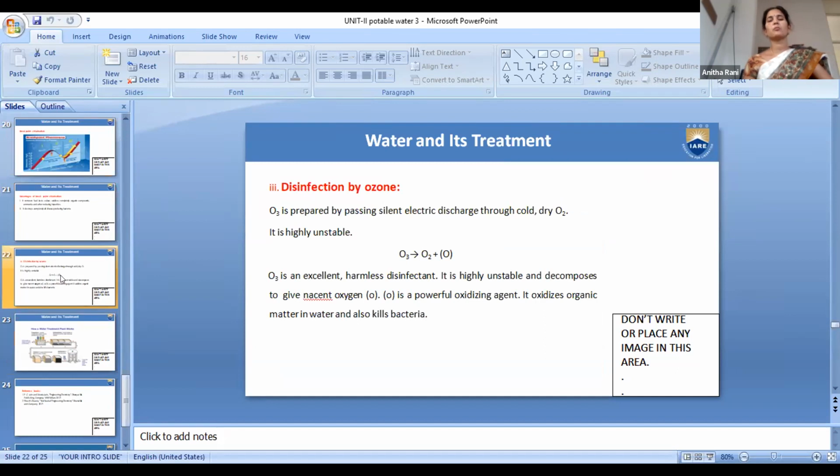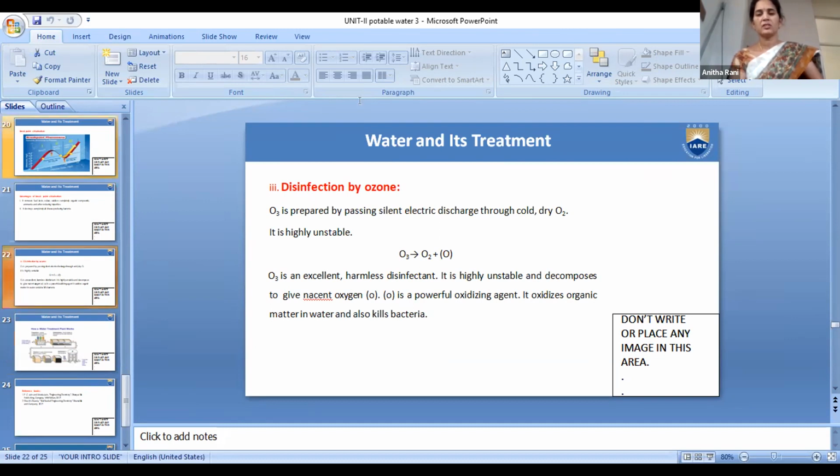So students, this is about treatment of potable water. This you have to write when you get the question. First they will ask you for the definition of potable water. Then what are the specifications of potable water. Then they will ask you to write treatment methods. Then you have to write treatment methods: chlorination and ozonization. If they ask you only chlorination, you have to write only about chlorination.